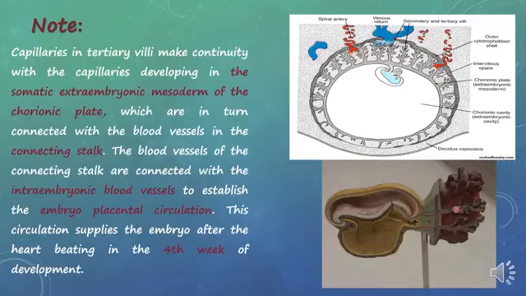Again, the blood vessels of the tertiary villi connect with the blood vessels of the chorionic plate, the blood vessels of the chorionic plate connect with the blood vessels of the connecting stalk, and the blood vessels of the connecting stalk connect with the intra-embryonic blood vessels. This circulation supplies the embryo after the heart begins beating in the 4th week of development.